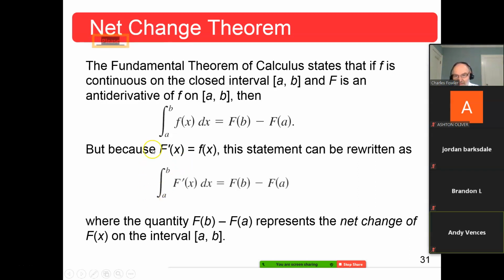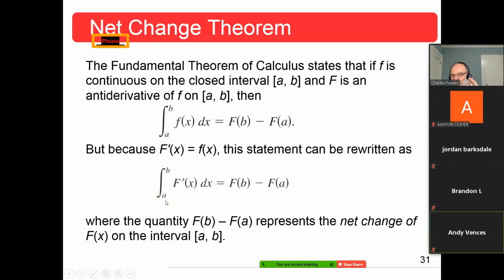Then the integral from a to b of little f of x is just the antiderivative of little f, capital F, evaluated at b minus a. Now, because capital F prime is equal to little f, if capital F is the antiderivative of little f, that means the derivative of capital F is little f. Anti, but they're going backwards. That statement can be written this way, that the integral of the derivative of a function is actually the difference in those between the limits.